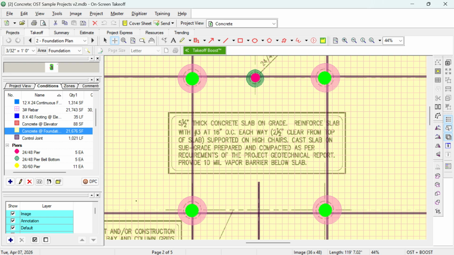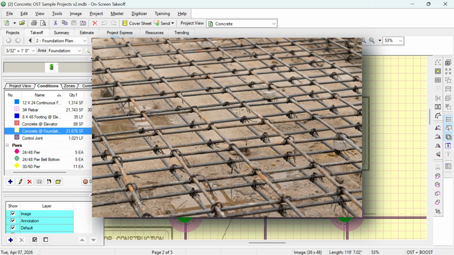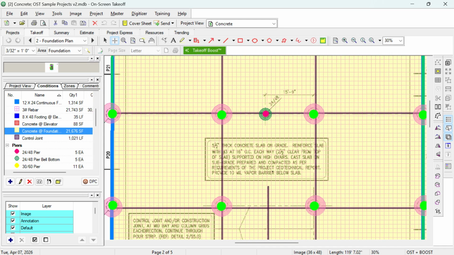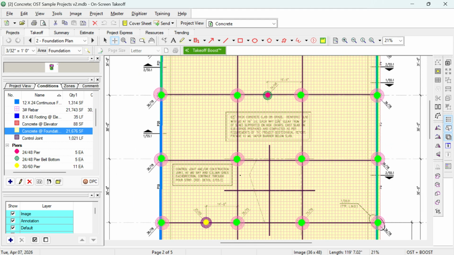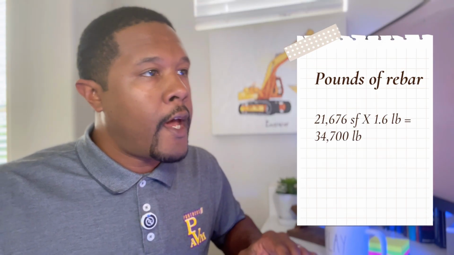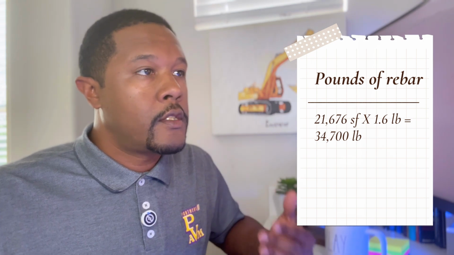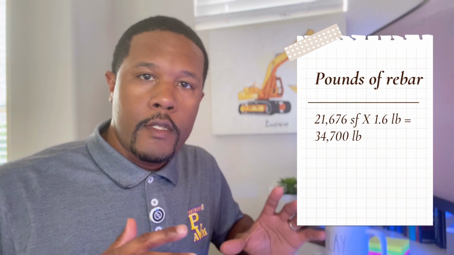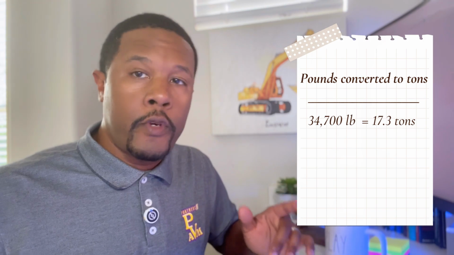Now, if you look at the detail, it's telling you about the rebar spacing so we can get an idea of that rebar grid. Now this one, the rebar is at 16 inches each way, which means you're basically looking at a grid. A good rule of thumb is to say anywhere from 1.5 to 1.7 pounds per square foot for this type of spacing. So 21,676 times 1.6 is equal to roughly 34,700 pounds of rebar. And that is coming into about 17.3 tons.